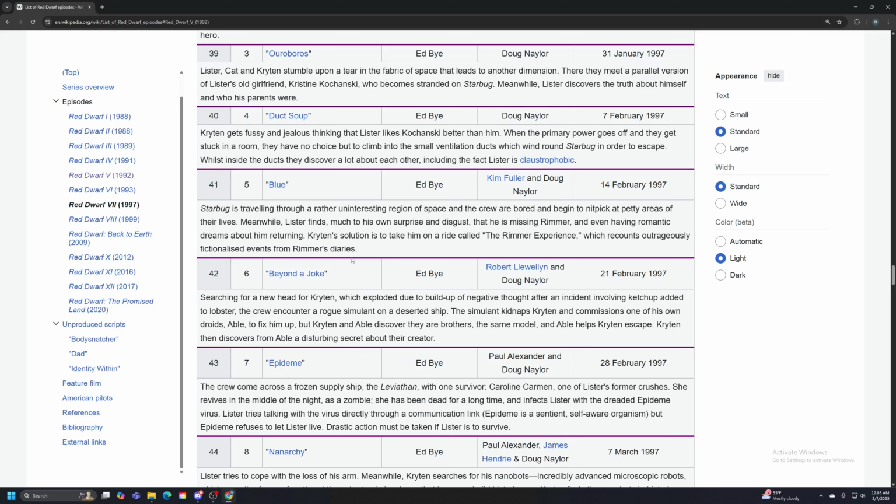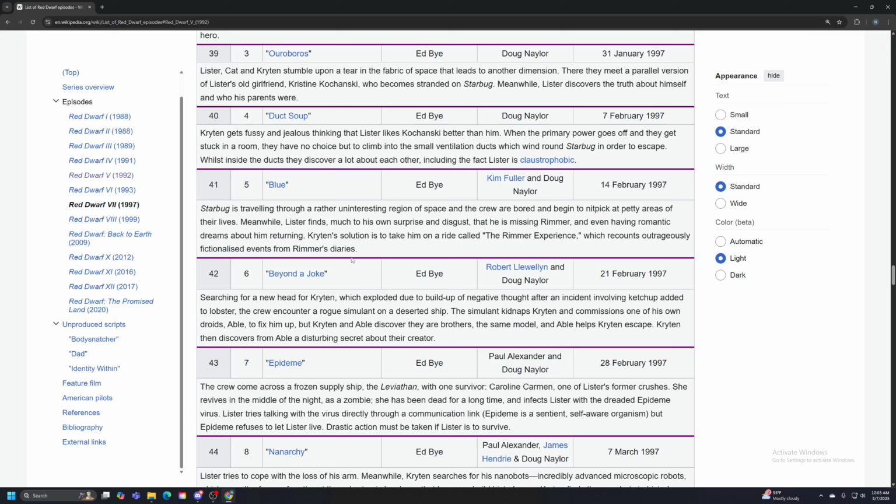Episode 4, Duck Soup. Crichton gets fussy and jealous, thinking that Lister likes Kochanski better than him. The primary power goes off and they get stuck in a room. They have no choice but to climb into the small ventilation ducts which wind around Starbug in order to escape. Whilst inside the ducts, they discover a lot about each other, including the fact that Lister is claustrophobic.